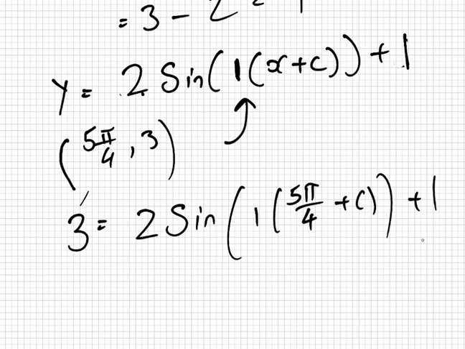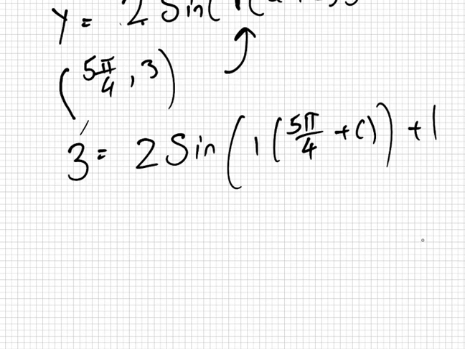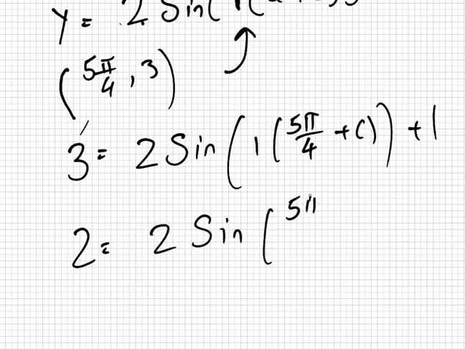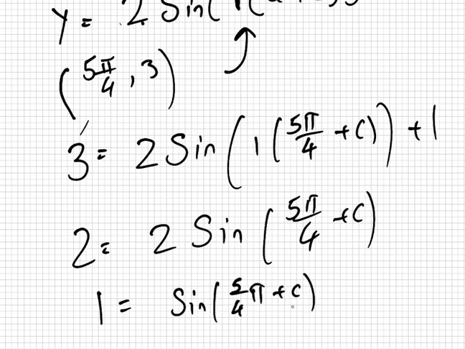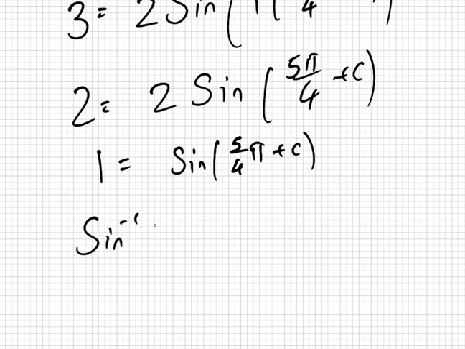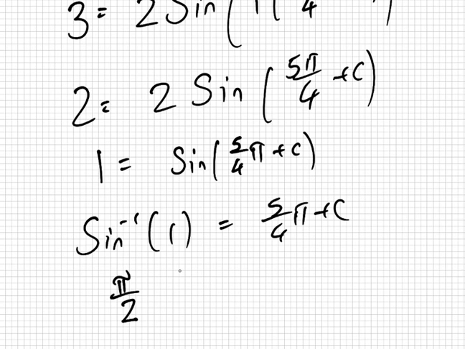And you can see that we can find the c here. It's like what you did in the last class, the trigonometry equations. So here we'll get 2 equals 2 sine 5 pi over 4 plus c. 1 equals sine 5 over 4 pi plus c. Sine inverse 1 equals 5 over 4 pi plus c. By the way, how many answers does this have? Well, you know it has 2. But we only need 1. So we'll just get one answer.